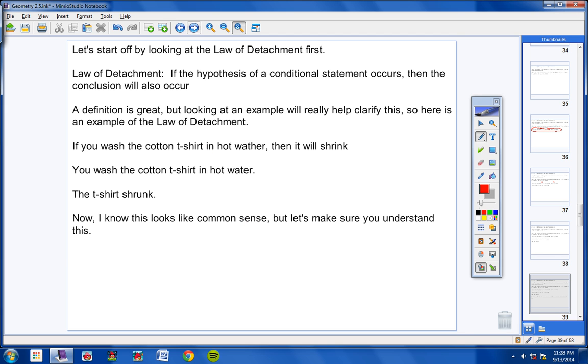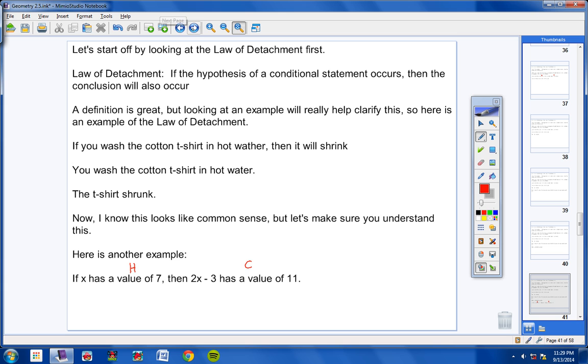Now here we go. Please copy this in your notes. Here is another example. If x has a value of 7, then 2x minus 3 has a value of 11. And that's totally true, by the way. If you put 7 in for x, 2 times 7 is 14, and 14 minus 3 is 11. So if x has a value of 7, then 2x minus 3 has a value of 11. This is your hypothesis. This is your conclusion. Now, if the hypothesis is true, then we know the conclusion will occur.